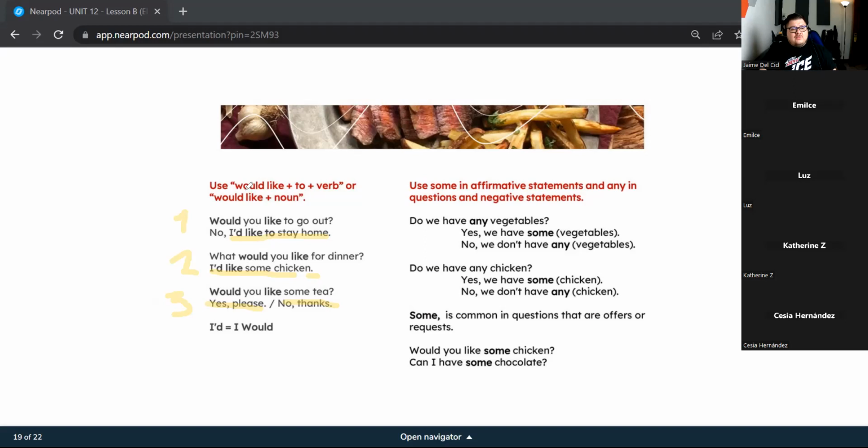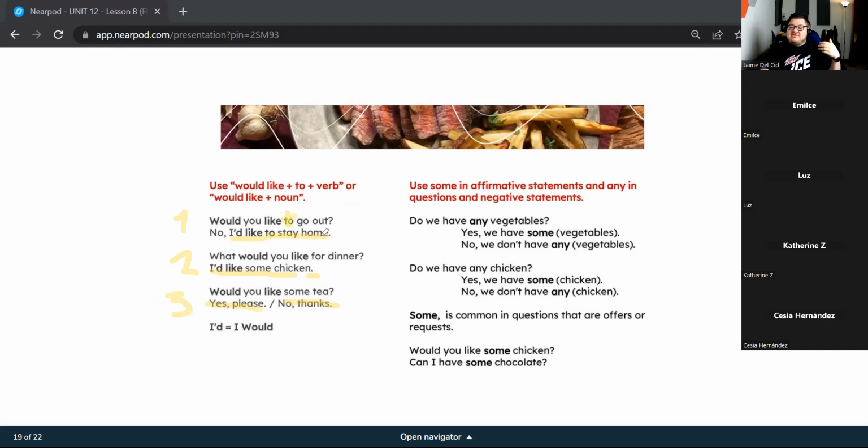We have two varieties. Lo podemos usar el would like con un verbo o lo podemos usar con un sustantivo. El ejemplo número 1 es con un verbo. Por ejemplo, el would like más un verbo. Would you like to go out? Ahí el verbo es salir. ¿Te gustaría salir? Obviamente a pasear, ¿verdad? Would you like to go out? Se dieron cuenta que para conectarse al go out necesitamos el to.